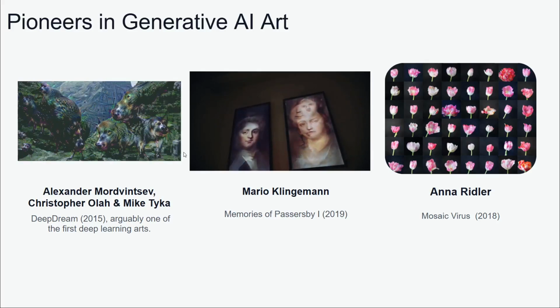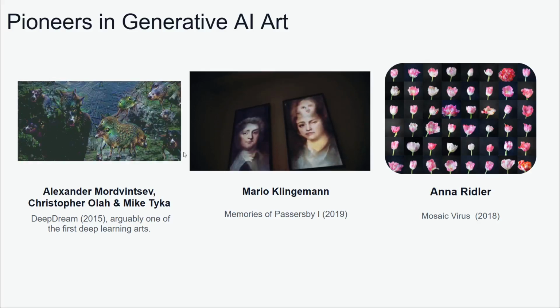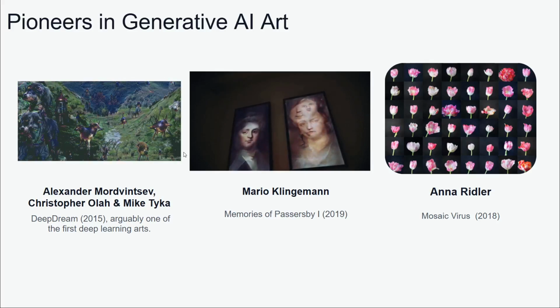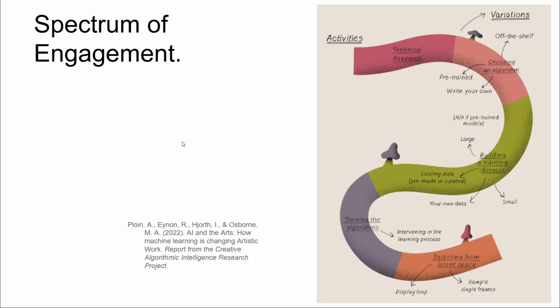Early pioneers in using deep learning for creating artistic work, like Mary Klinkman or Anna Riddler, have explored this medium long before the rise of large-scale AI or text-to-image prompting like we see today. These artists used to work across a spectrum of activities. They would create their own datasets. They would train their own models using pre-existing algorithms or train and create a model of their own, and they would then select and explore the outputs of these models.